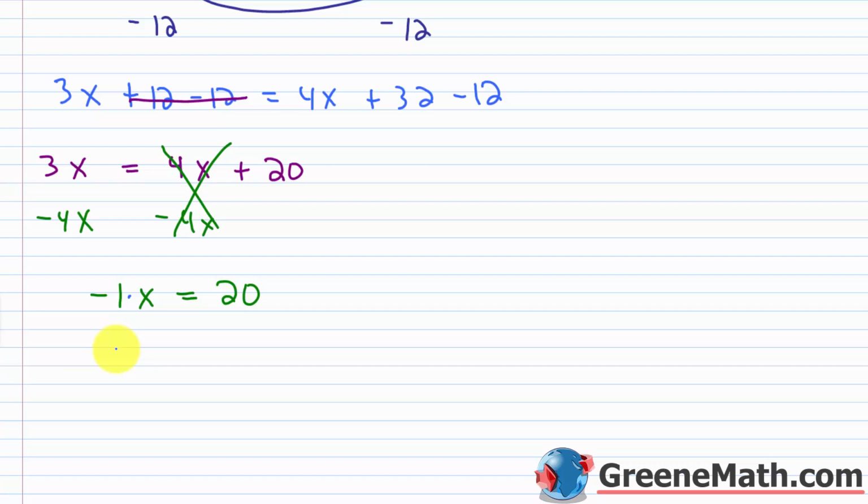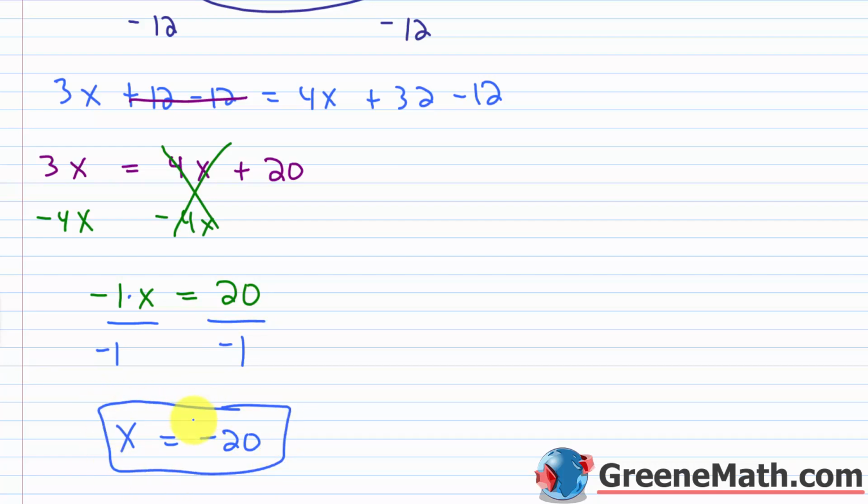So you can multiply both sides of the equation by negative 1, or divide both sides of the equation by negative 1. In this case, it really doesn't matter. Let's just go ahead and divide by negative 1 on each side of the equation. And so negative 1 over negative 1 is 1. So you have x is equal to 20 over negative 1, which is negative 20. So this is our solution: x equals negative 20.